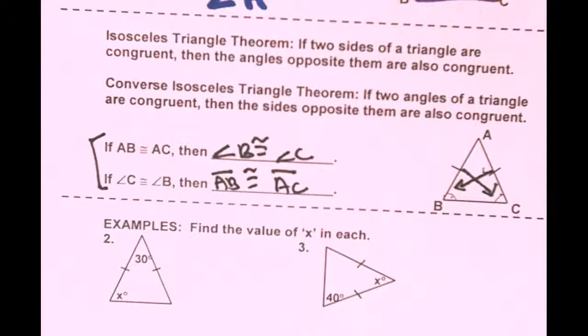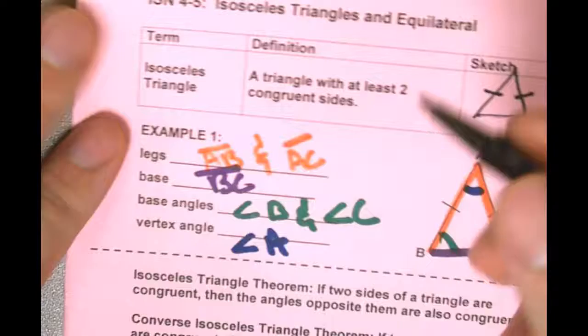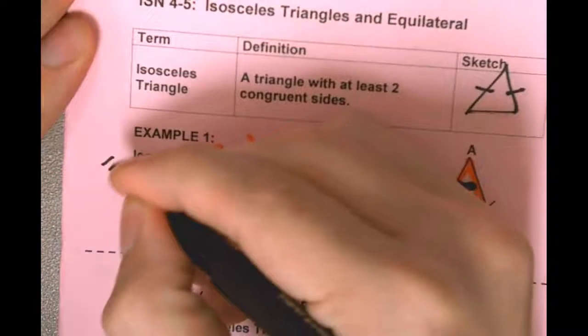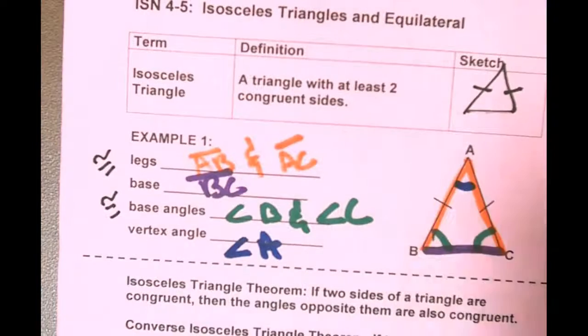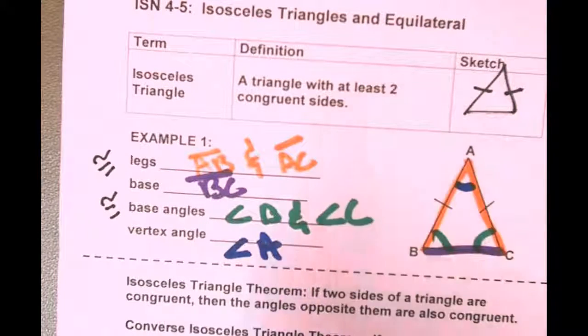All this is really, really fancy, but what it is saying is if you have an isosceles triangle, your legs are congruent, your base angles are congruent. That's what that entire paragraph is trying to say.